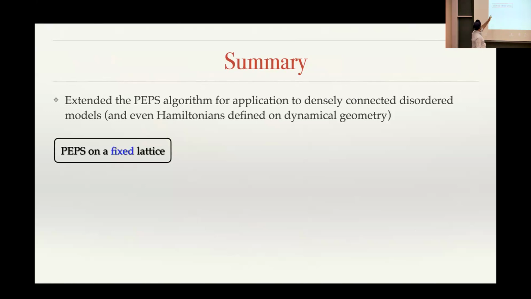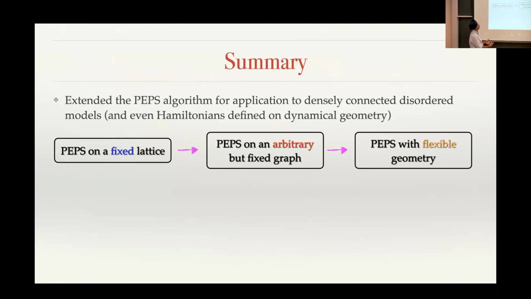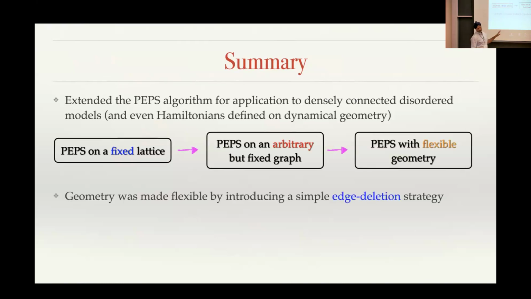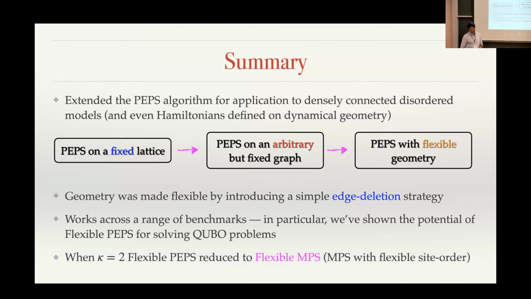Historically, PEPS was invented to find ground states on a fixed lattice. Then it was generalized to arbitrary but fixed graphs. And what we've done is extended this to PEPS with a flexible geometry. The geometry was made flexible by introducing a simple edge deletion strategy. It works across a range of benchmarks. In particular, we've shown the potential of this method for solving these hard optimization problems.